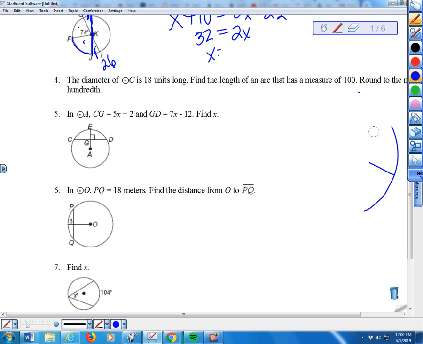Okay, number 5. In circle A, CG is 5x plus 2. GD is 7x minus 12. Find x. Well, what do we know about CG and GD?